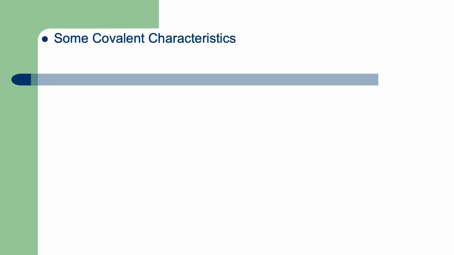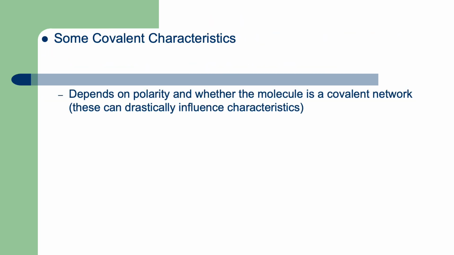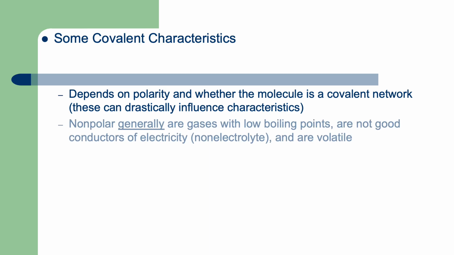Looking at some of the characteristics for covalent bonds, it's going to depend on the polarity and whether the molecule is a covalent network. These can drastically influence the characteristics. Nonpolar covalent bonds generally are gases with low boiling points. They are not good conductors of electricity. They're non-electrolyte. Remember, there's no partial positive or negative charges, and you need those charges for conducting electricity. They're also very volatile, meaning they're going to evaporate very quickly.